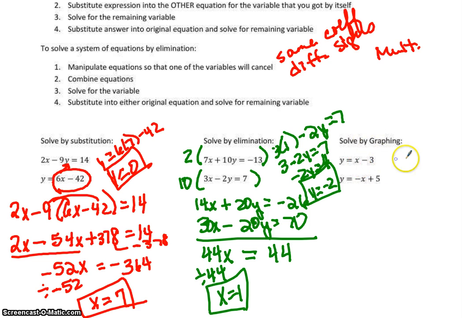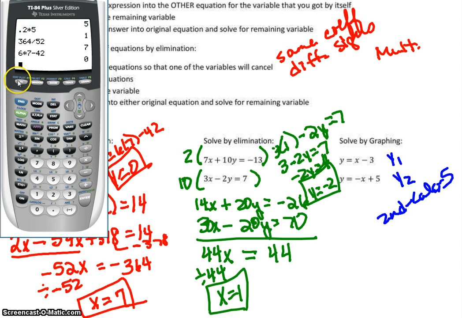So to solve this one by graphing, you're going to put one of these at y1 and one of these at y2, and then you're going to do your second calc 5. So let's go to y1 and clear everything out. And we have x minus 3. And then at y2, we're going to have negative x plus 5.